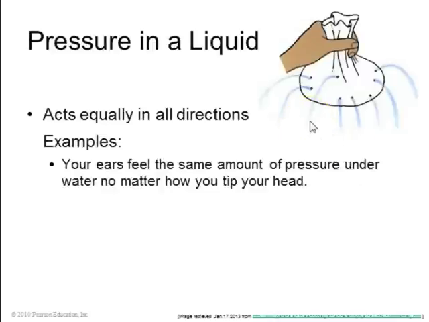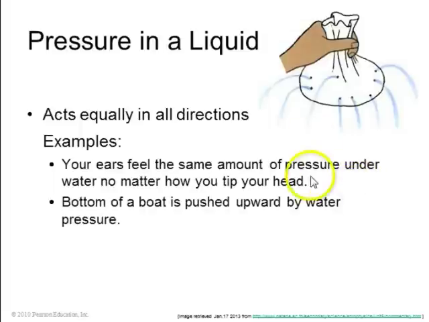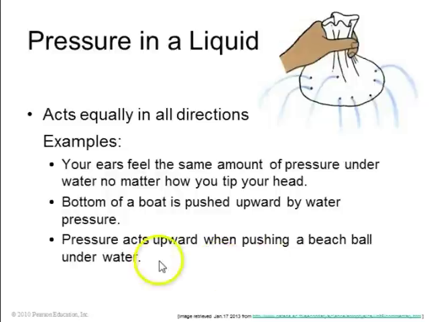So pressure is a scalar number, meaning it doesn't have a direction. It just exerts pressure in all directions at every point. For example, if you tilt your head around underneath the water, it doesn't matter what direction your ears point, they still feel the same pressure. And if you have a bag and you squeeze it, the water will squirt out in all directions. So it's always pushing against the walls of a container. The bottom of a boat is pushed upwards by the water pressure. Same as a beach ball. If it's under the water, then that bottom surface feels an upward force.